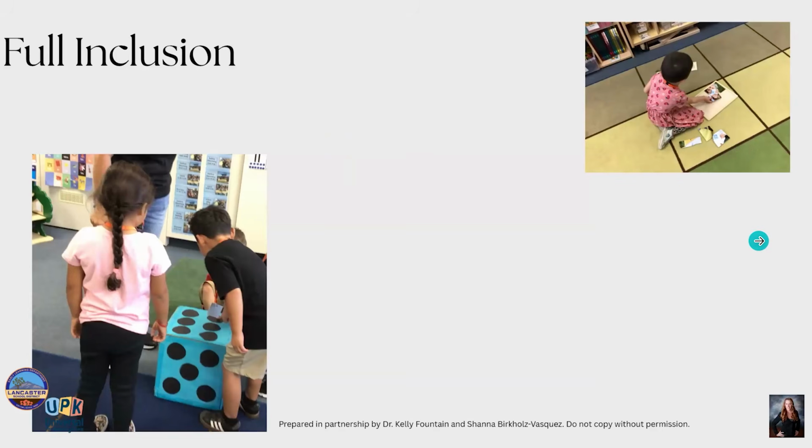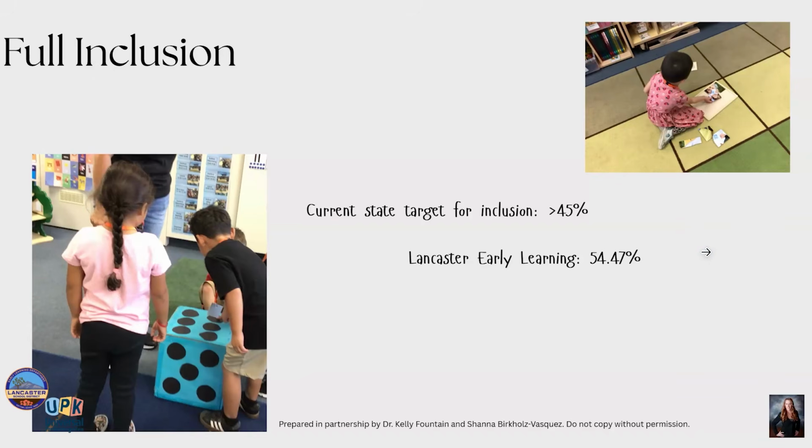And then full inclusion is another barrier, which I think our district in general is pretty proud of. About 2 years ago, we decided we were going to do full inclusion because we were in SIGDIS, and the state inclusion target at that time was that you should have more than 45% of children included in general education, and our district has 54.47% included in general education. We have around 4 children in each classroom supported by that blending and braiding of funding to support the needs in that classroom and help teachers build capacity on using strategies that work for all kids.